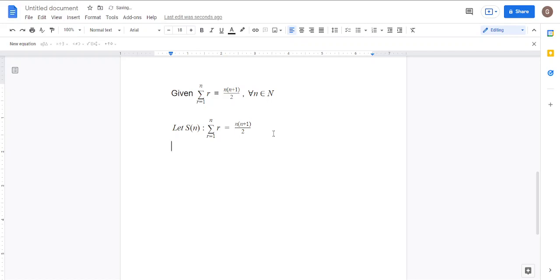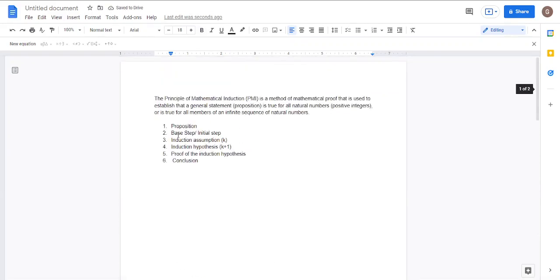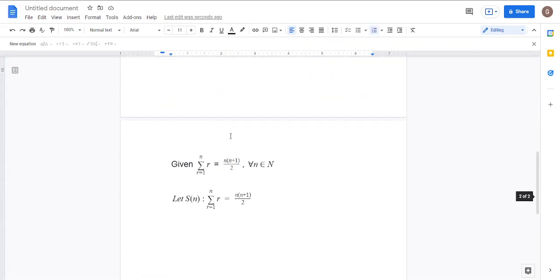The second step now is the base case, where we prove for the first element in the set. So since it is a set of natural numbers, can you tell me what would be the first element?